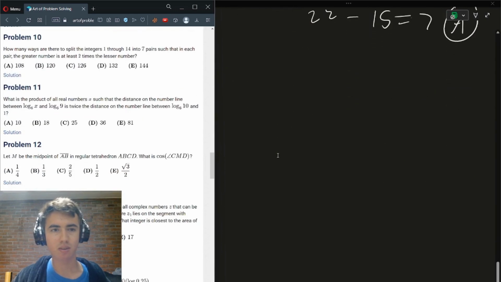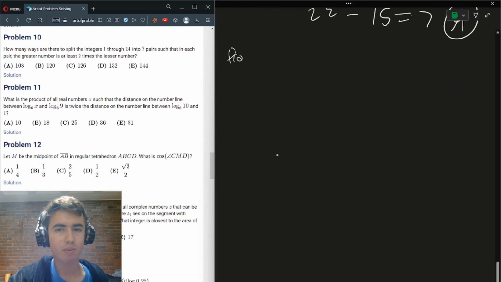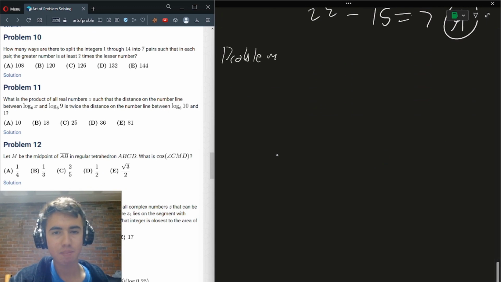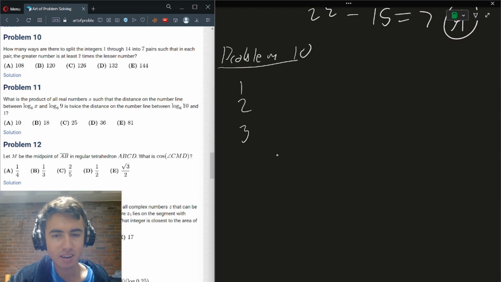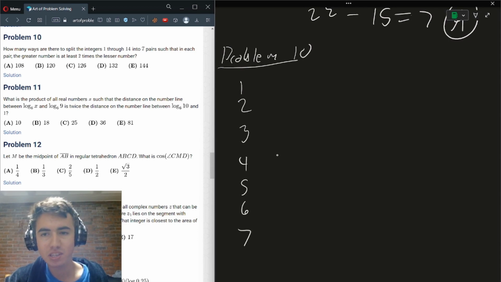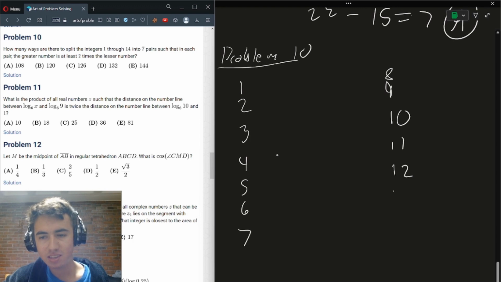On to problem 10. We can see that we want to make pairs of the numbers between 1 through 14, 7 pairs, so all of them must be in a pair. And then we have the condition that in each pair, the greater is at least 2 times the smaller one, right? So first off, I'm going to write 2 groups of numbers, and you'll quickly see. First, the ones up to 7, and then the ones from 8 up to 14 will be separate, right? 8, 9, 10, 11, 12. Now, why did I write this in 2 separate groups?